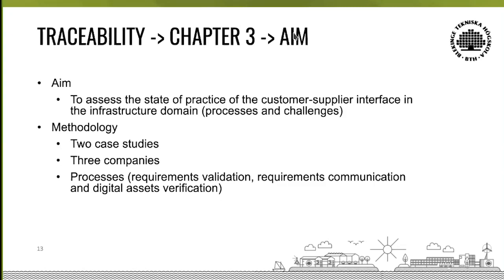We conducted 2 case studies, and a case study is a good methodology to investigate, or to explore, because we conducted an exploratory case study, a phenomenon in its natural setting, and we want to see the actual state of practice. We have conducted these case studies in 3 companies, and there were 2 cases, each case 1 project.